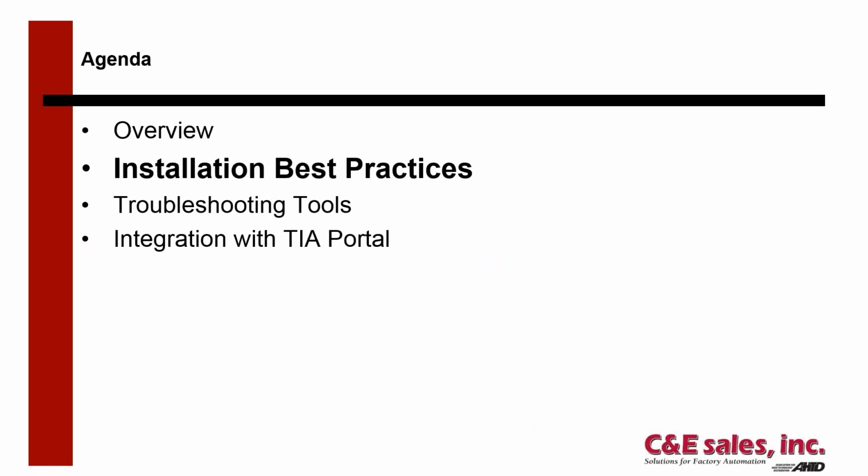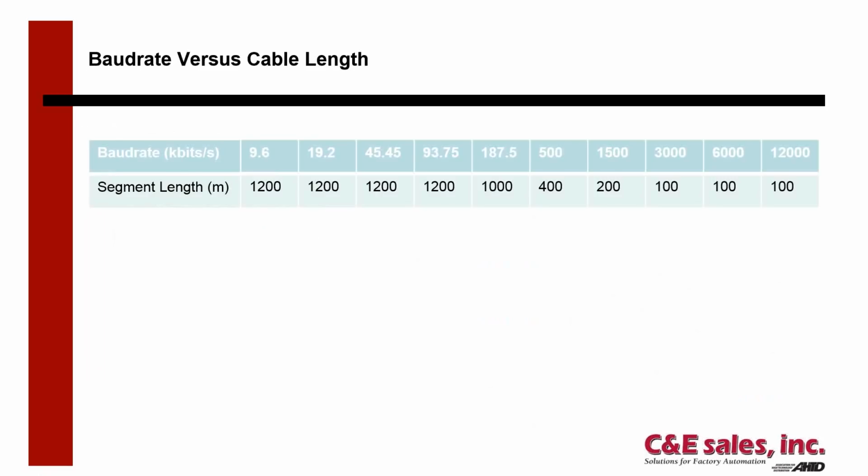So what I want to move on to now is installation best practices. This shows us that there is a relationship between the segment length and the speed at which we can set the baud rate of our network. As you can see, as speed increases going from left to right, when we go up to 12 megabaud, our segment length is limited to 100 meters. As opposed to that, if we slow our baud rate down to 9.6 kilobits per second, we can go to 1200 meters.